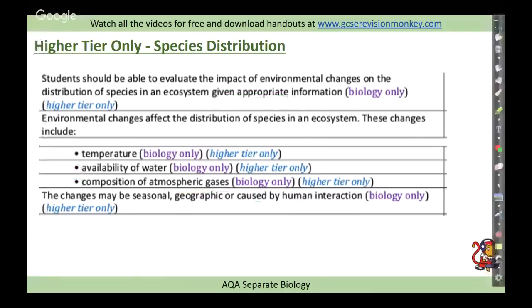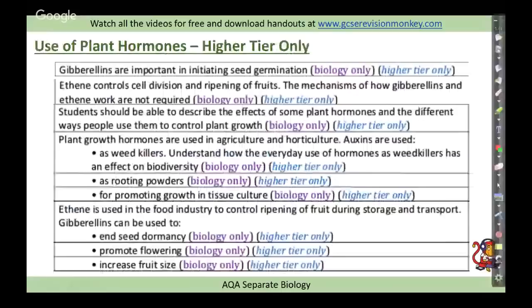Final thing then, you'll be pleased to hear, is plant hormones. So these are a few extra bits that are for higher tier only. For both foundation and higher, you need to know about auxins and phototropism, geotropism. But for higher tier only, you need to know about gibberellins and ethene as well. The gibberellins are the ones that are important in seed germination. So G for germination, G for gibberellins. Ethene controls the cell division and ripening of fruits. And you don't need to know how they work. You don't need to know how they work, but you need to know what they do.